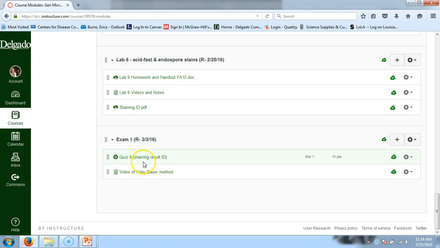And this is staining result ID. So I'll show you a picture of a stain, and you have to tell me what the result is. Is it gram-positive? Is it gram-negative? Is it acid-fast? Is it non-acid-fast? Does it have a capsule? Does it not? Does it have a spore? Does it not? Right? What's the shape and arrangement? And it's multiple guess, right? In other words, multiple choice.